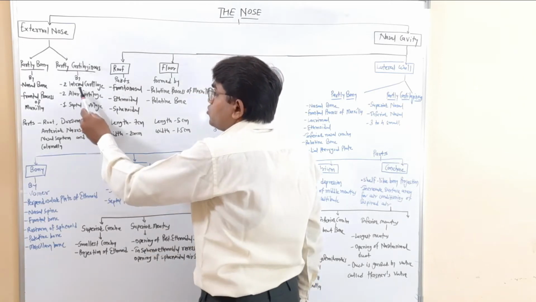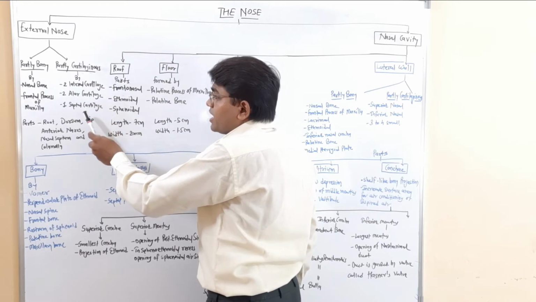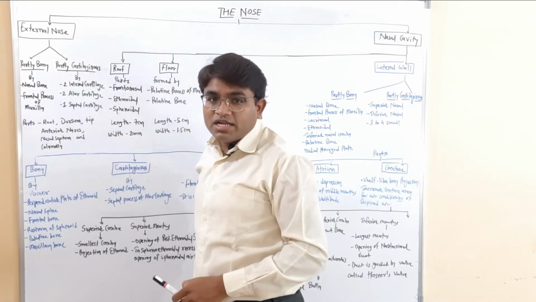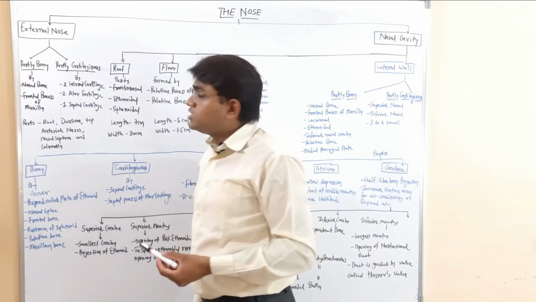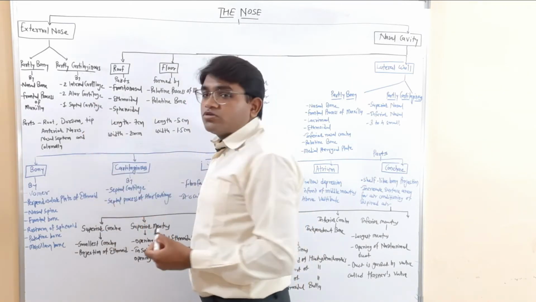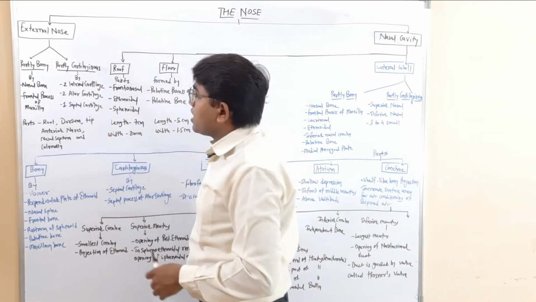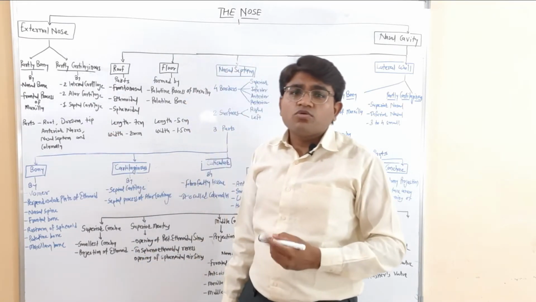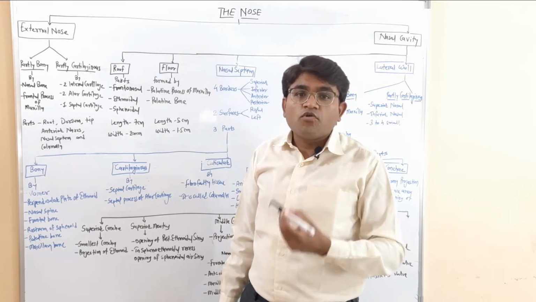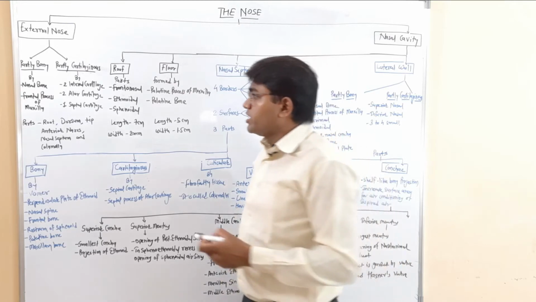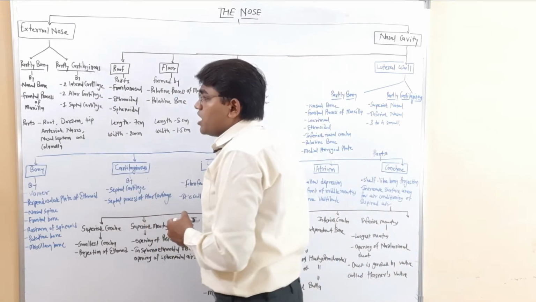So there are two lateral cartilages, two alar cartilages and one septal cartilage. The lateral cartilages are also known as the superior nasal cartilages. The alar cartilages are also known as the inferior nasal cartilages, and one septal cartilage. And there are also some pieces of cartilage, about 3 to 4 pieces. All of these participate in the formation of the external nose.